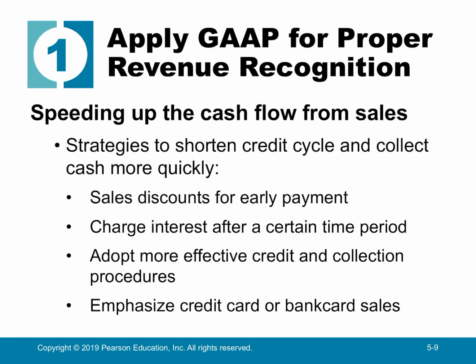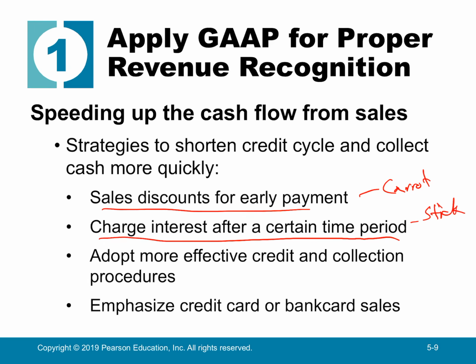So here are some examples of ways that a company can speed up cash flows from sales. One is offer sales discounts for early payment, right? Because if you sell on account, you want the other party to pay you as quickly as possible. Charge interest after a certain time period. So this is kind of the carrot approach, and this is the stick approach. So one is, give a little bit of a discount if they pay early. One is start charging interest if it takes too long.